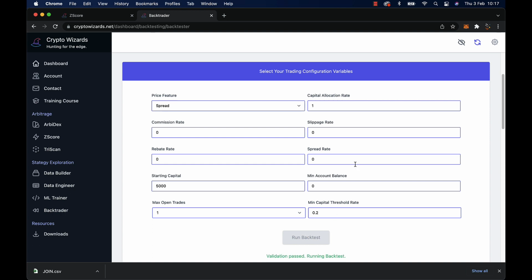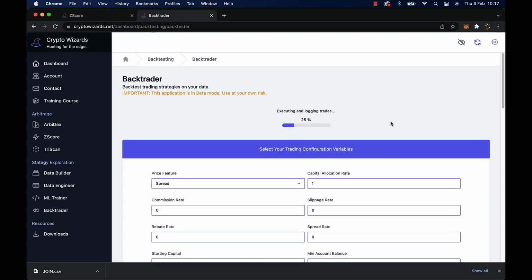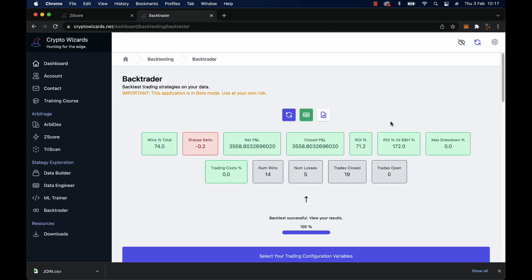Watch what happens. If I run the backtest, let's see what the result comes out like. There we go. We had more trades, I think. We have a 74% win rate, and our return on investment was 71.2%. The return on investment versus the buy and hold is 172%. In other words, the buy and hold would have kept you neutral, and that makes sense because it's the spread you're trading here. So it's looking at the buy and hold of the spread. But the reality here is we would have had a good win rate.